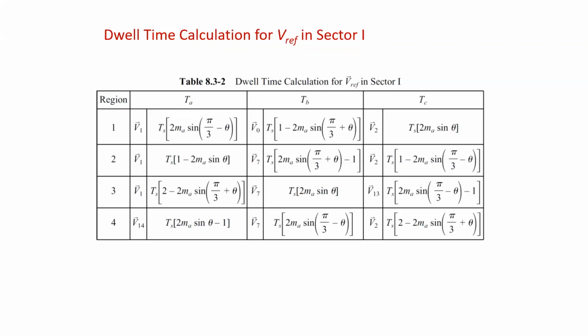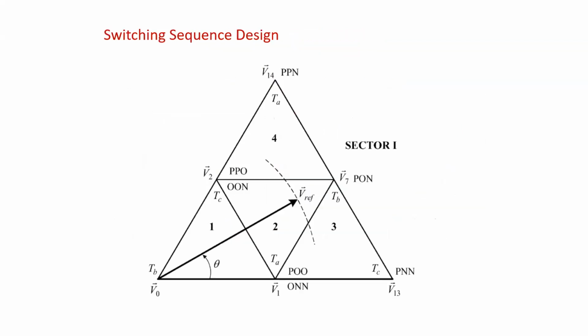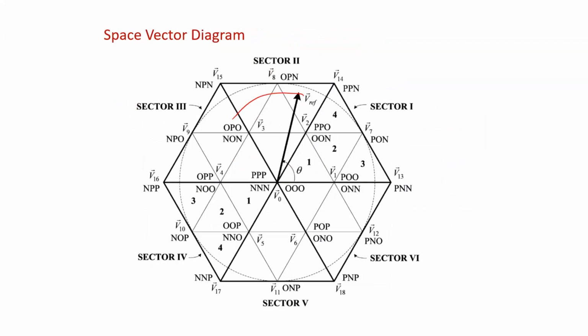Another one is the transition of V reference when it moves from one sector to another sector, for example from sector 1 to sector 2. There should be no switching change or the minimum number of switchings. For example, this is V14, the last switching state applied in sector 1. When you apply the firing pulses for sector 2, it starts from PPN, that is the V14 vector, so we apply it again and there is no transition. This is in addition to the 2-level inverter constraints.